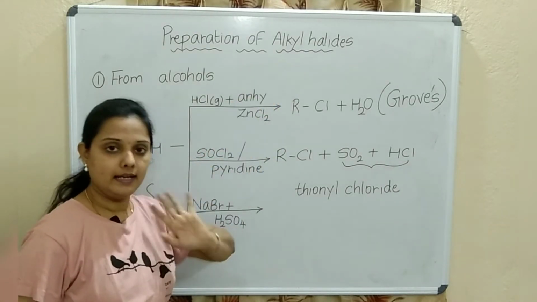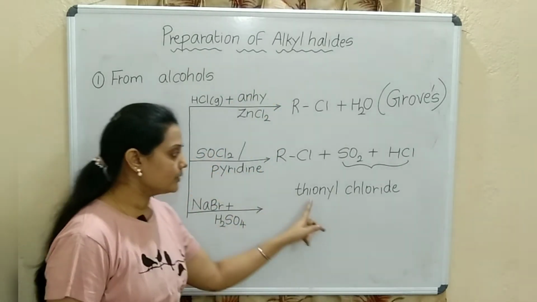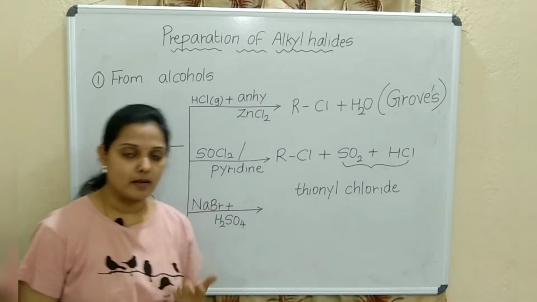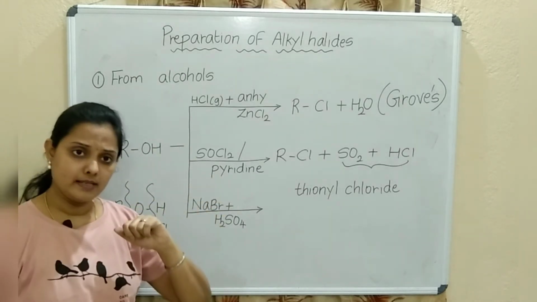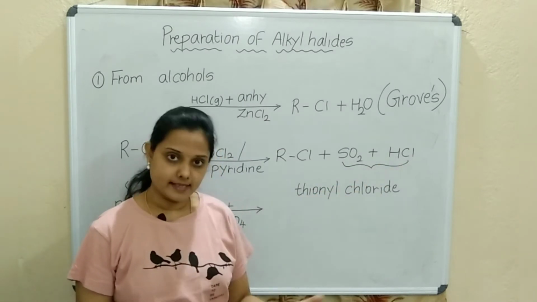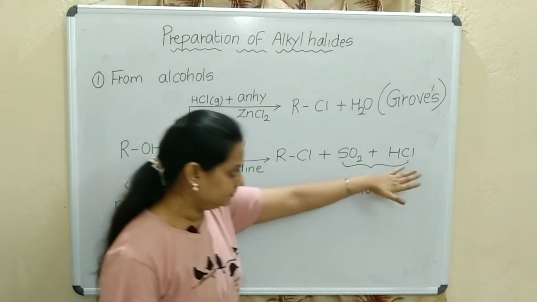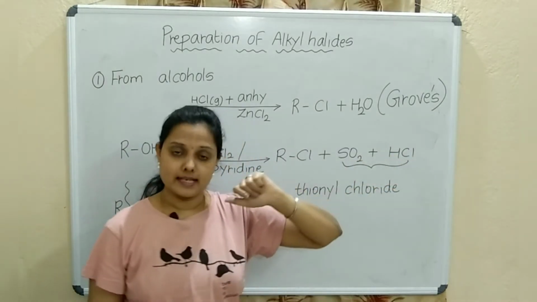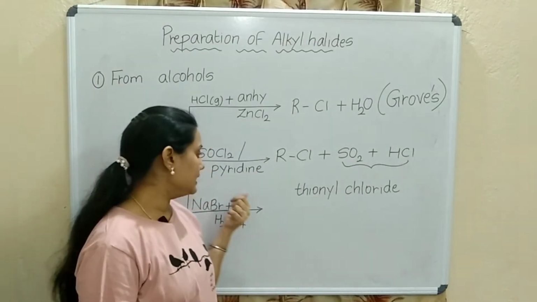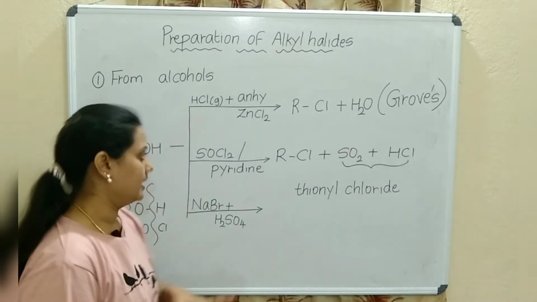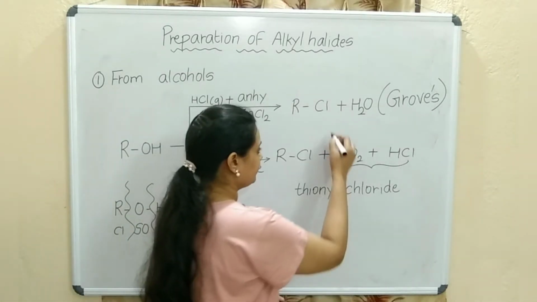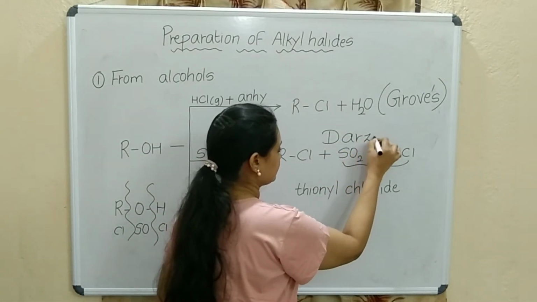What are we preparing? Alkyl halides. SOCl2 is called thionyl chloride. The reaction happens in the presence of pyridine, which is a basic compound, a base. Why are we using a base here? Because in the product HCl is produced, which is acidic in nature. Therefore, to neutralize it, we are adding pyridine in this reaction. The name of this reaction, it is also a name reaction. The name is Darzon's process.